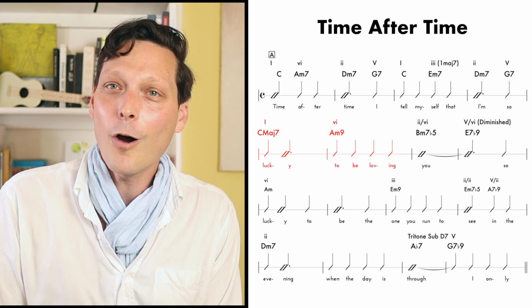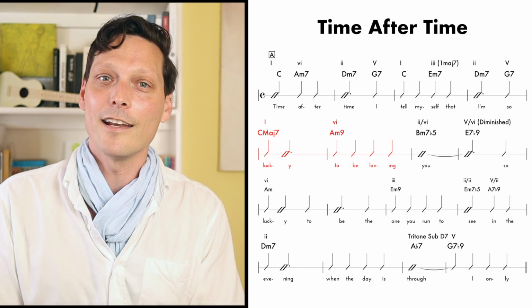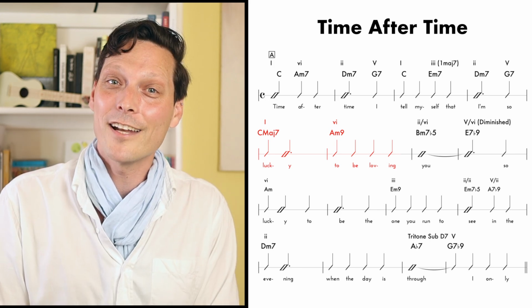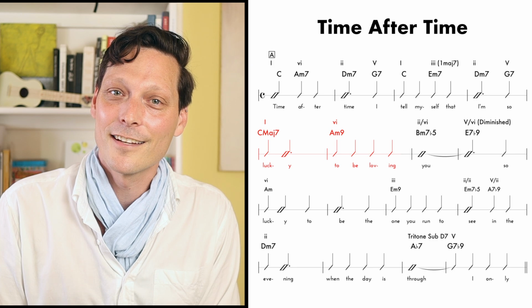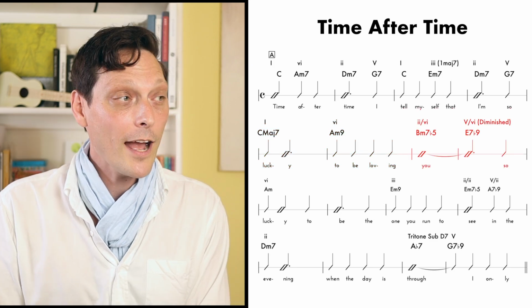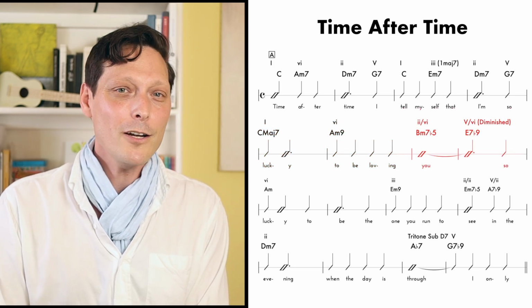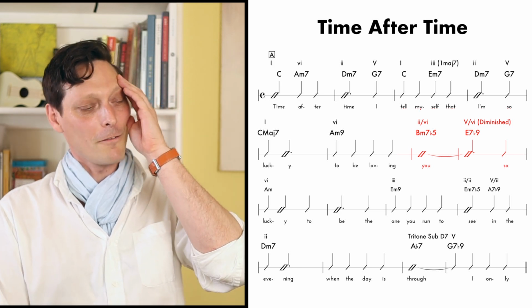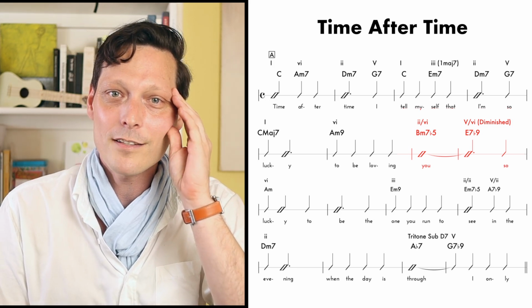And where's it go? Oh, it goes to an A minor 9. Forget the 9. It goes to our 6th chord. It goes 1, 6. And then what happens? Then we have 2 chords that look a little weird. We have B minor 7 flat 5 to E7 flat 9. Oh my gosh, what is this?